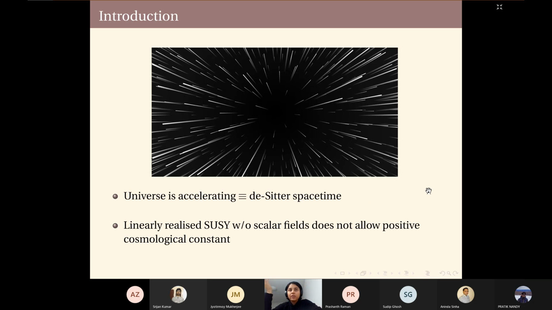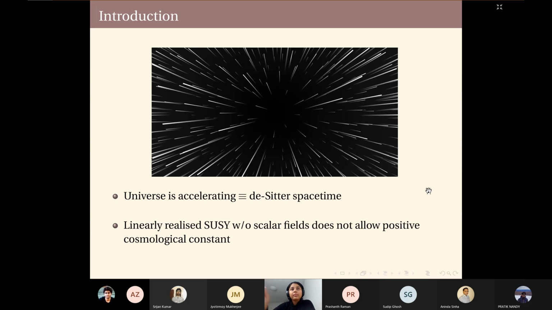As we all know, we have a lot of observational evidence telling us that our universe is expanding at an accelerated rate. An accelerating universe is well approximated by the maximally symmetric solution of Einstein-Hilbert gravity with a positive cosmological constant, which means de Sitter space-time. And if we look for a theory of pure supergravity, where by pure I mean a theory where you do not have any coupling with matter or scalar fields, then we see that linear supersymmetry in 4 dimensions for N equal to 1 supersymmetry only allows for Minkowski or AdS solutions, but not for de Sitter solutions.